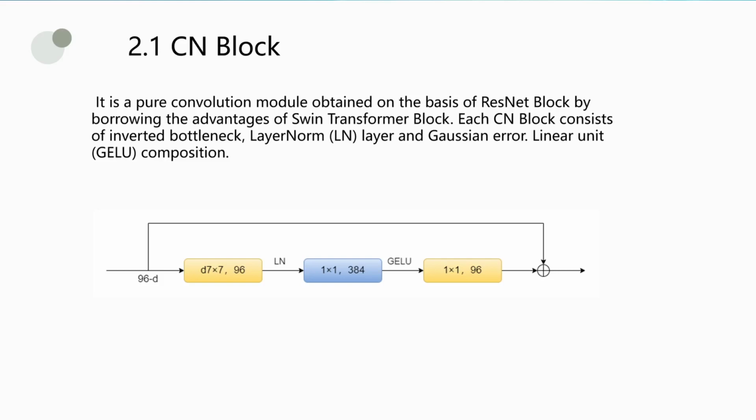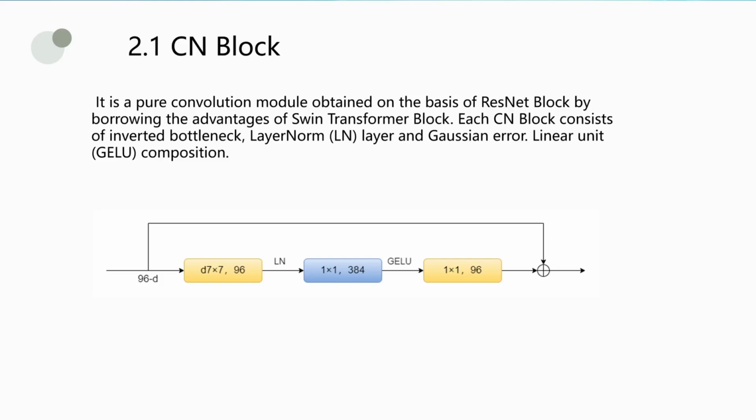The main structure of the CN block is shown in the figure. It is a pure convolution module obtained on the basis of the ResNet block by borrowing the advantages of the Swin Transformer block. Each CN block consists of an inverted bottleneck, a layer normalization layer, and a Gaussian error linear unit. In order to obtain a larger receptive field, the CN block has the ability to more closely approximate the global receptive field. In the selection of the convolution kernel size, the CN block uses a 7x7 convolution kernel.